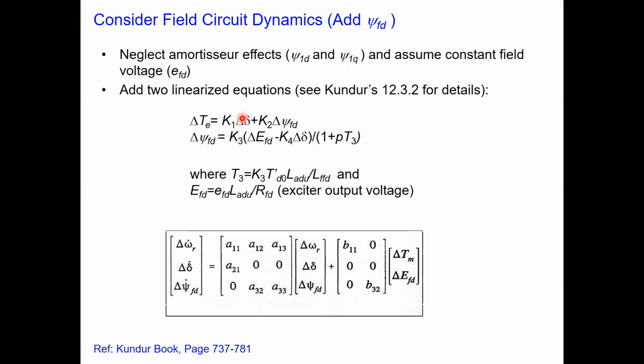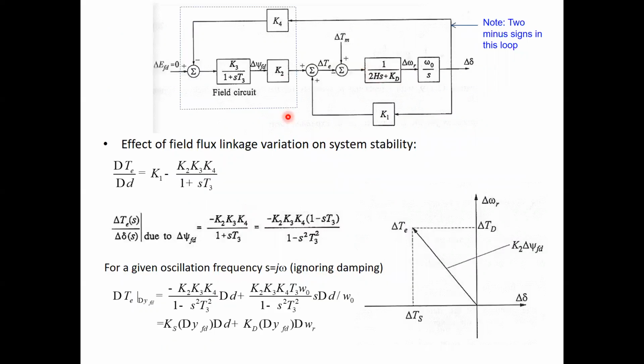That is K1 times del delta plus K2 times del psi, right? So this is del TE. This is the electromagnetic torque developed in the generator. And this is the turbine power or the turbine torque input here, right?